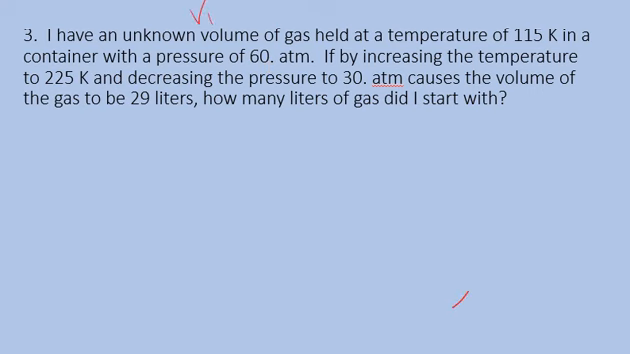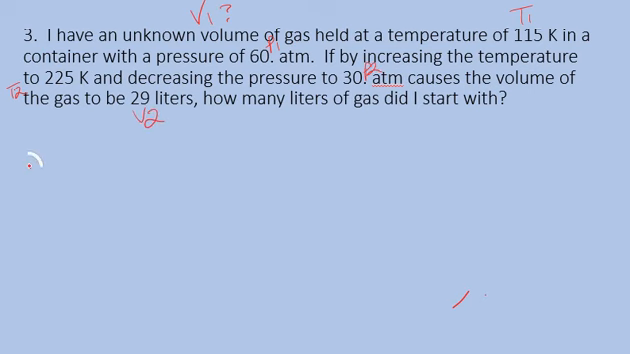I do not know V1. So that's weird, but I'm starting with my unknown being my very first thing. So V1 is what I'm going to solve for. The temperature is already in Kelvin and the pressure is in ATM. If by increasing the temperature to 225 K, so this is going to be my T2, and decreasing the pressure, so that's my P2, causes the volume.